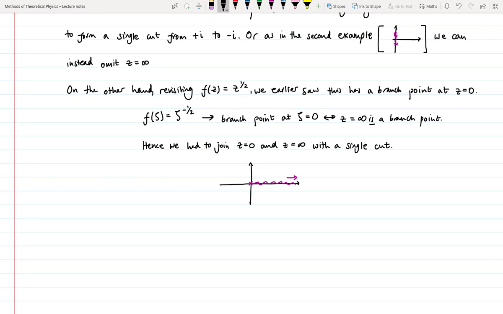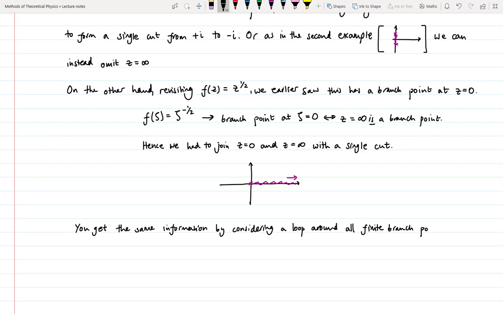I'll finish this discussion by noting that you get the same information by considering a loop around all branch points, all finite branch points, as you do when using this transformation to investigate the point z equals infinity.